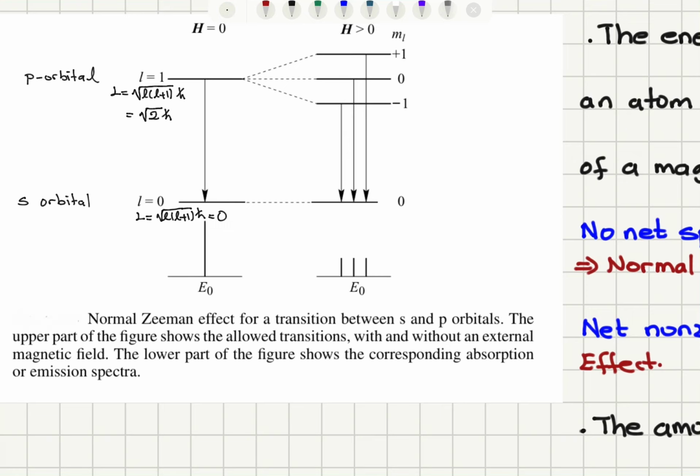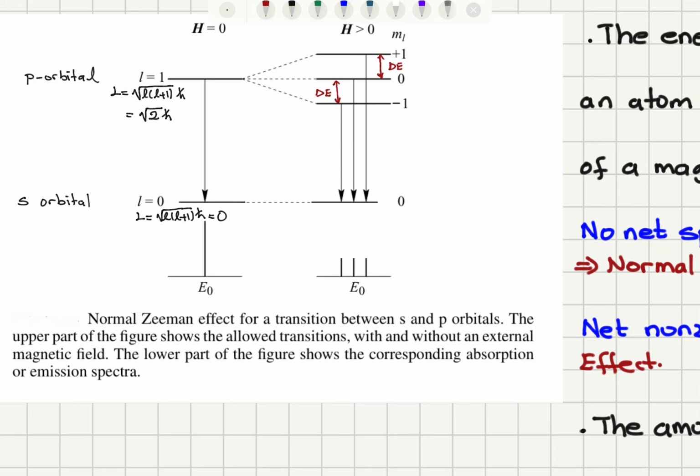So we will see splitting of the L equals 1 P orbitals into 3 for the magnetic quantum number m sub L equals -1, 0, and +1. And we're going to see that the splitting of these levels, the delta E between these, will be the same. So in the normal Zeeman effect, we have equal splitting of the energy levels.